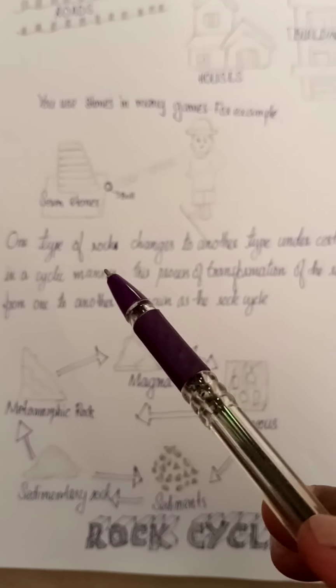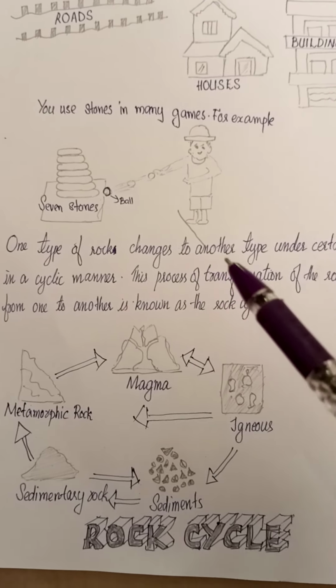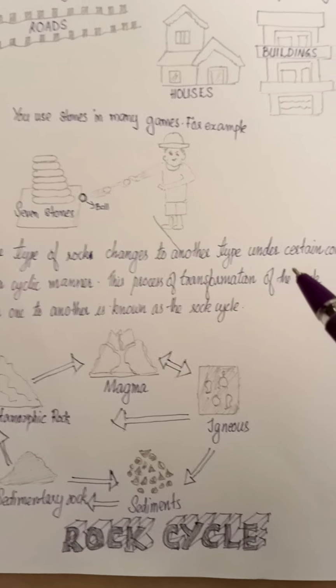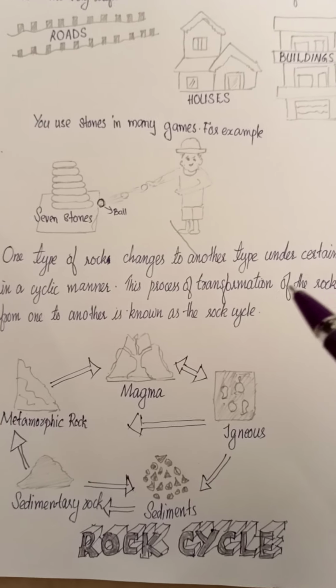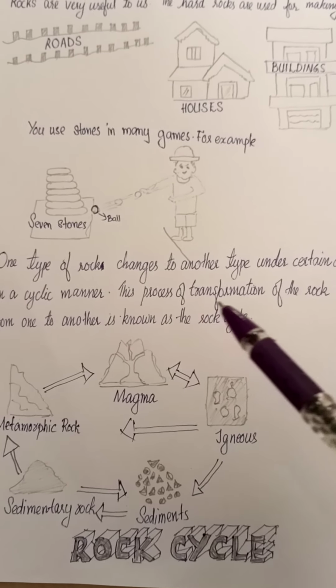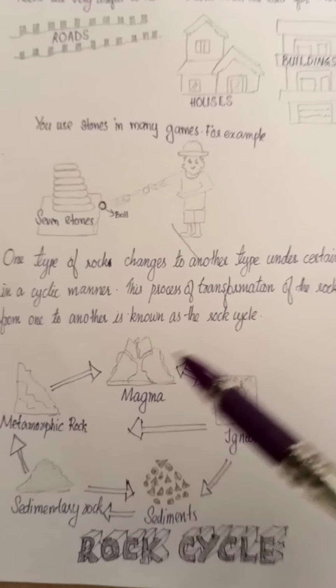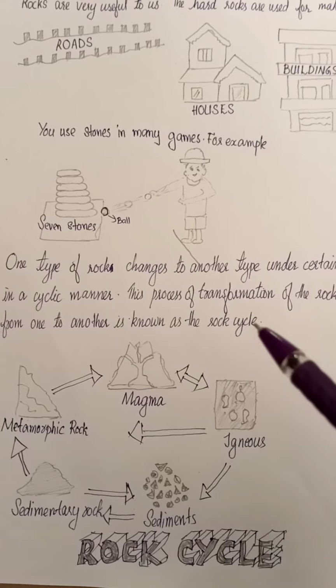What is the rock cycle? One type of rock changes to another type under certain conditions. Certain conditions here means high heat and pressure, in a cyclic manner. This process of transformation of rock from one to another is known as the rock cycle.